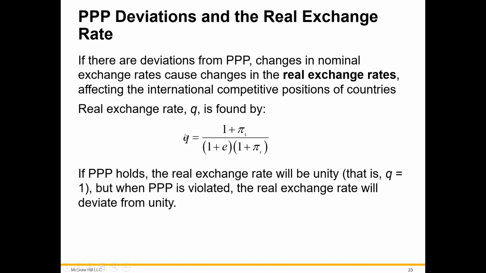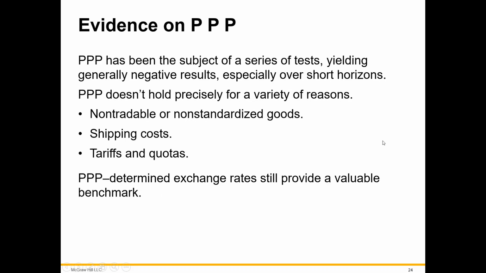And this is, of course, true. Lots of times Q isn't 1. And it's often a great deal off due to legal frictions and capital restrictions and all sorts of stuff. So PPP generally doesn't hold because of non-tradable, non-standardized goods, shipping costs, tariffs, and quotas. But PPP-determined exchange rates provide a benchmark. It's a good way to say, this is kind of what we would expect to see in terms of the exchange rate difference between these places, other than these other factors that matter.